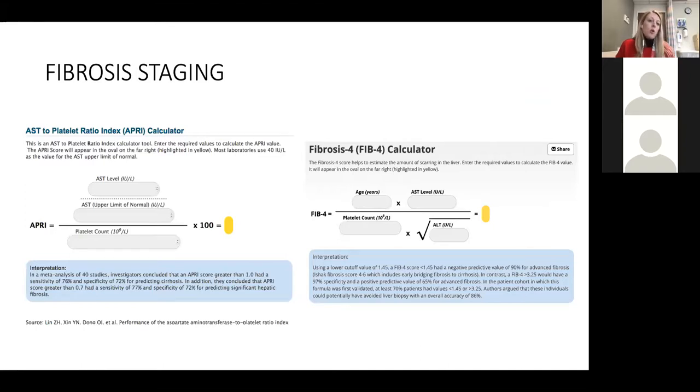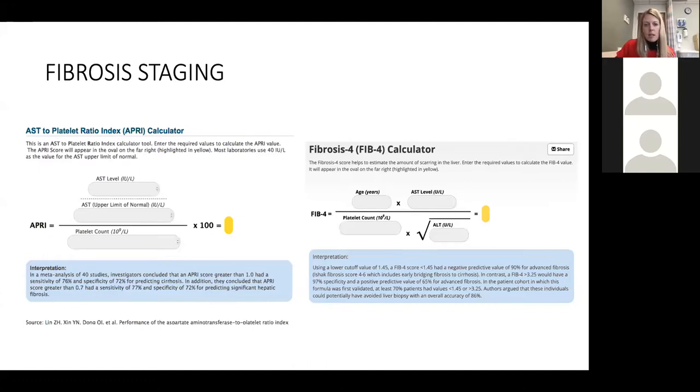Once you've diagnosed someone with chronic hepatitis C, so they are antibody positive and they're RNA positive, then really they're eligible for treatment. We want to treat everybody who has hepatitis C, regardless of substance use, regardless of their social circumstances. We really want to be able to get them treated because we have a high probability of being able to cure them.